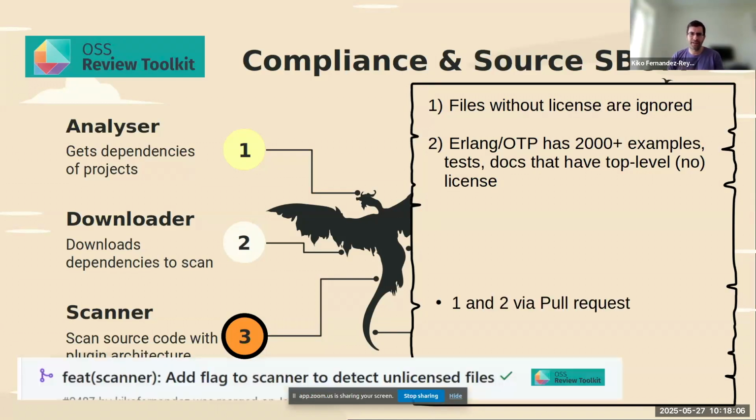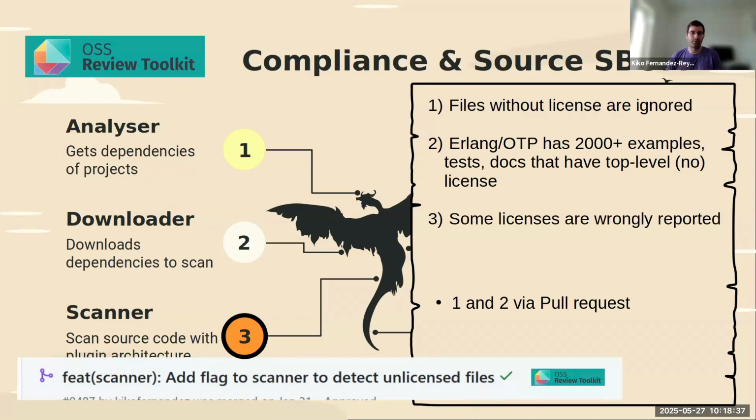So the thing that we had to do in this case was to talk to the OS Review Toolkit people, really nice people. And we asked if it would be possible for us to add a flag to ORT to scan files that have no license detected. They thought that was okay, so we contributed this to the ORT project. And now we're able to detect all those files. Because we're able to detect those files, some of the licenses detected were false positives, so there was some kind of mistake.